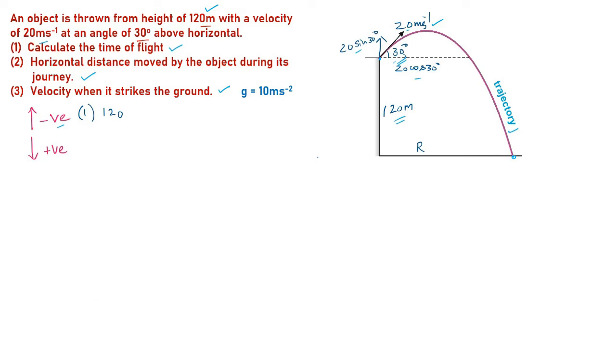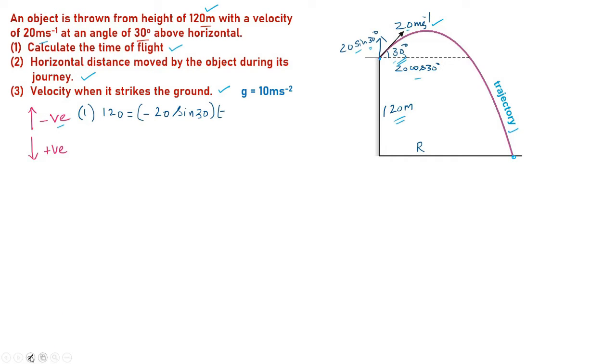So S is equal to ut. U means initial vertical velocity, 20 sin 30, which is in the upward direction, so I have to put minus 20 sin 30 here. Why negative? Because the component of the velocity of projection in the vertical direction is vertically upward, and according to our sign convention, it is negative.